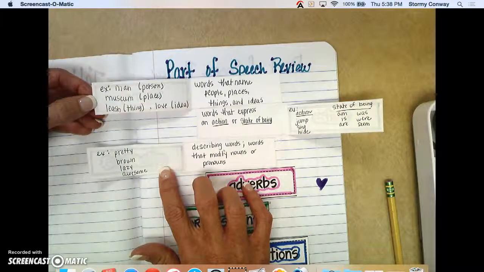Where's my dog? Well, which dog? What dog are you talking about? So adjectives help us identify specifically the noun. So we have pretty, brown, lazy, and awesome as just a few examples of adjectives.